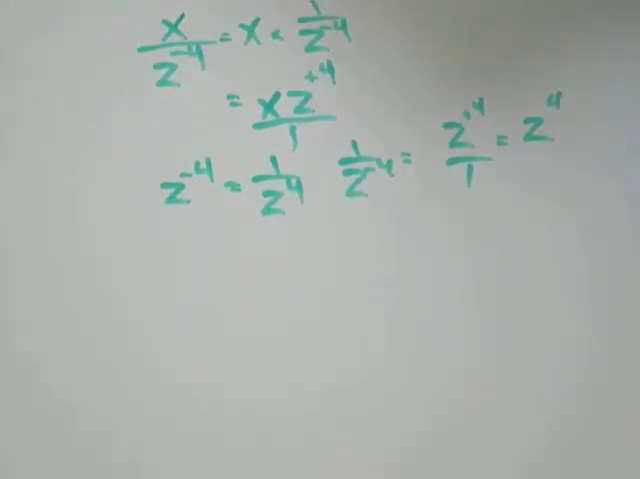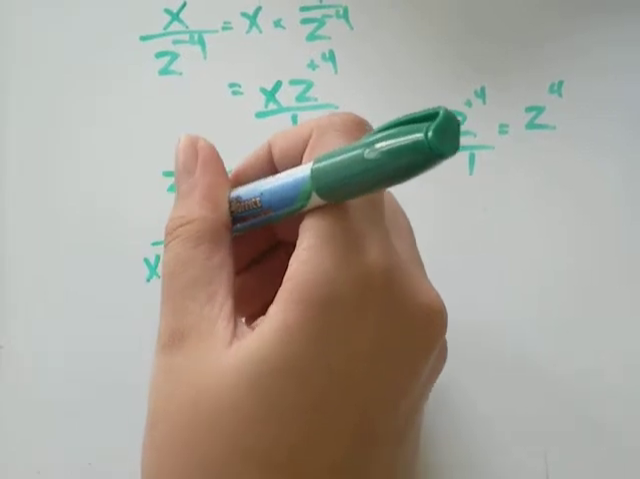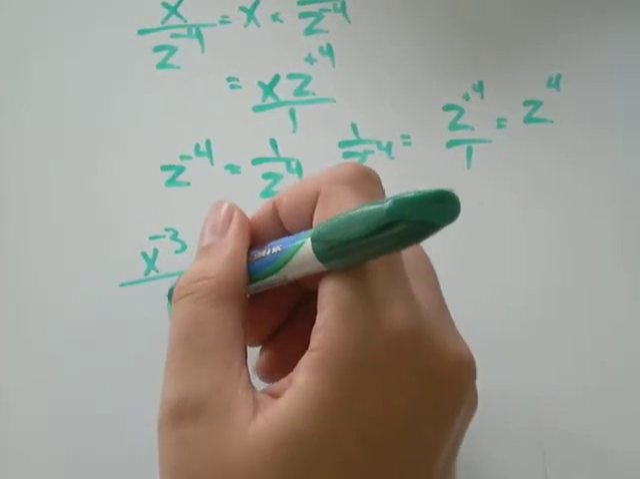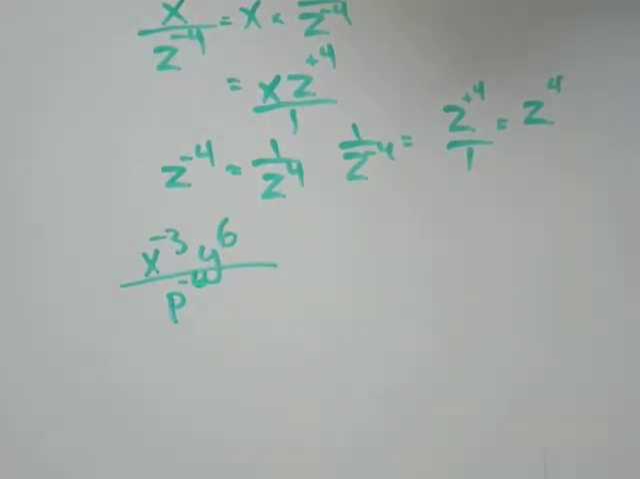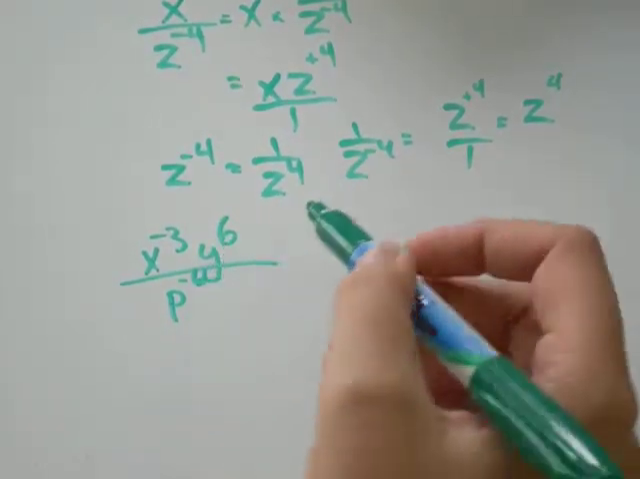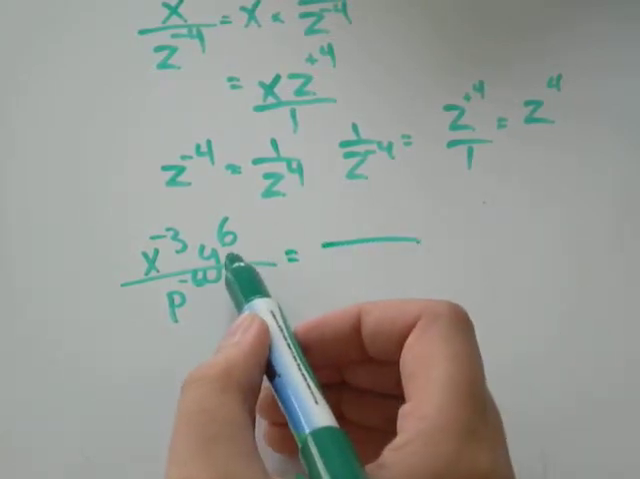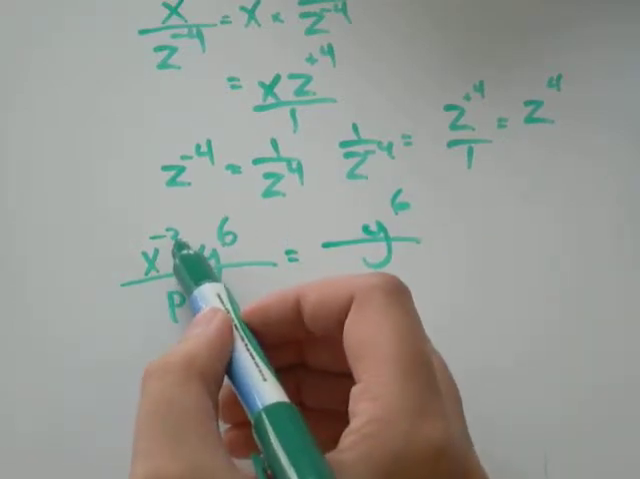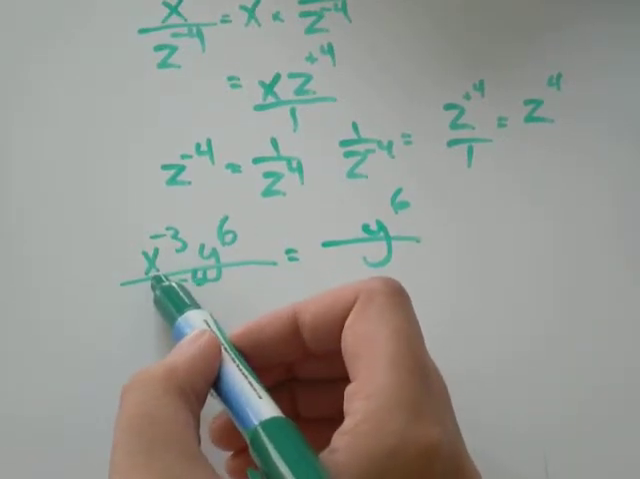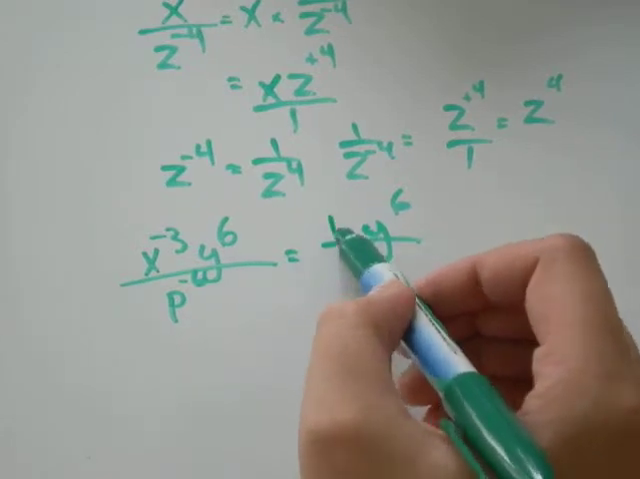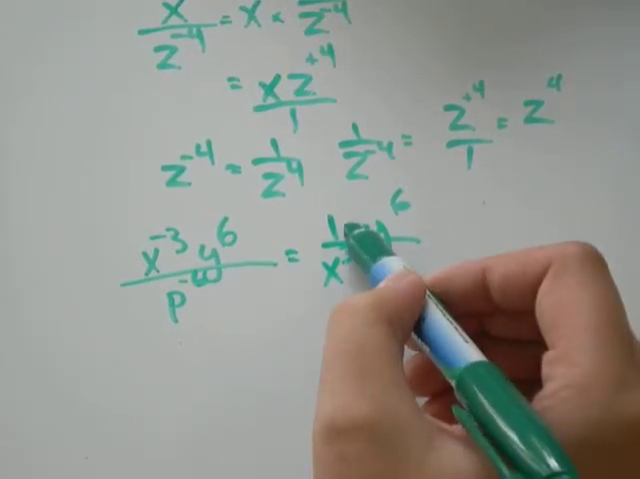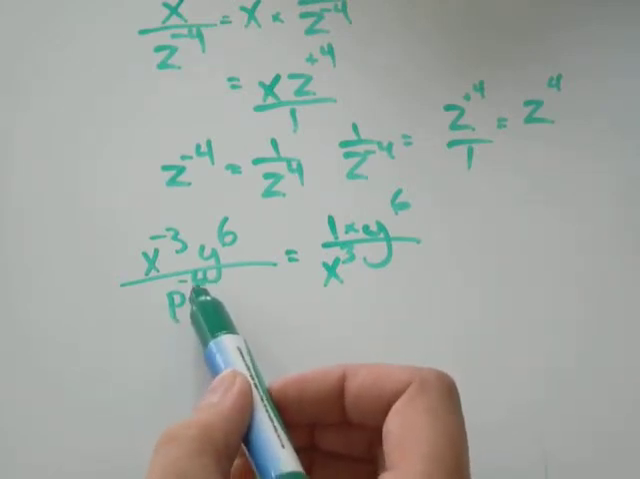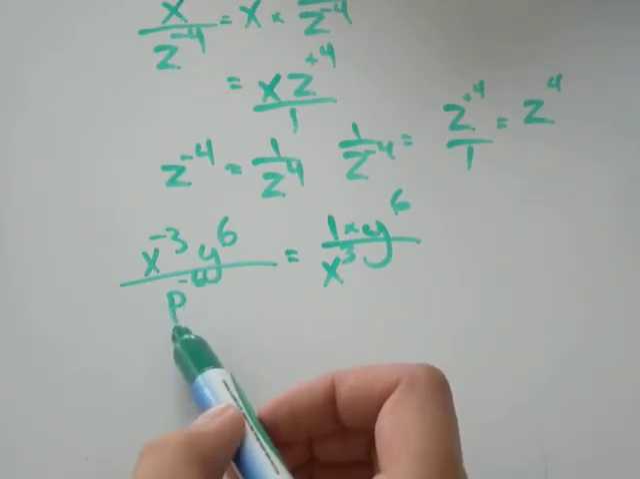Let's do another example. Say we have x to the negative 3, y to the 6th over p to the negative 6. This y to the power of 6, it's already a positive exponent, so we don't really have to do anything. That's going to stay. X to the negative 3, we'll say that's equal to 1 over x to the positive 3, and that 1 is being multiplied by y. P to the negative 6, well, that's 1 over p to the positive 6.